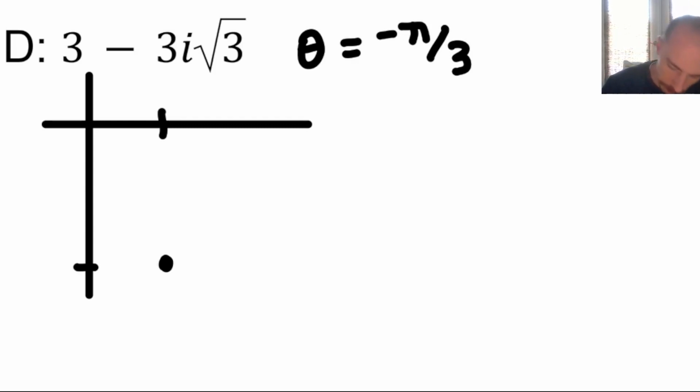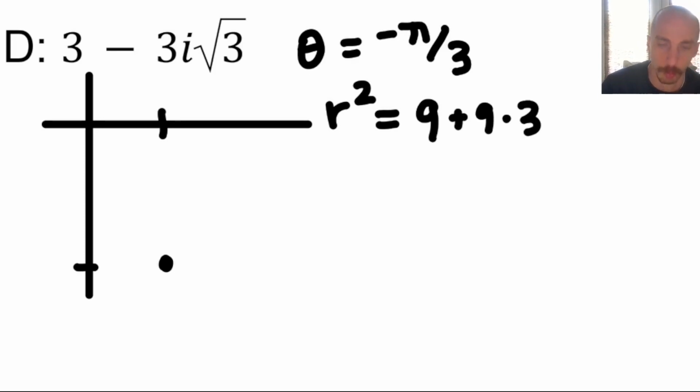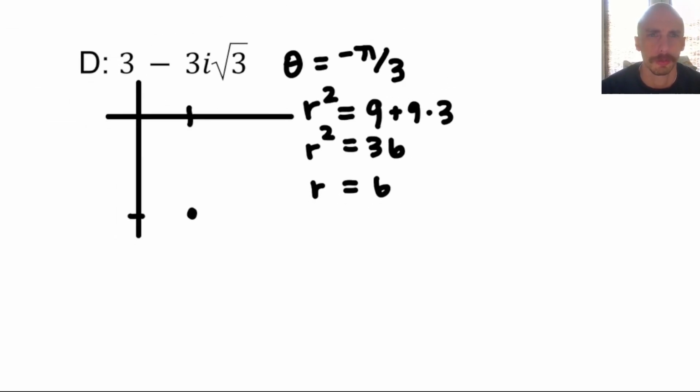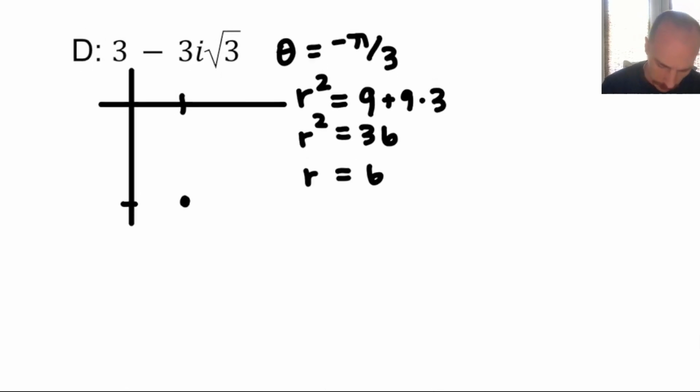And I'm going to need to compute r. R squared equals 3 squared plus negative 3 root 3 squared. Well, that would be 3 squared is 9 times 3, that's 27, and 9, okay, 36. So r squared equals 36, and that means r could equal 6 or negative 6, but we're just going to keep our life as easy as possible and just go with r is positive 6.